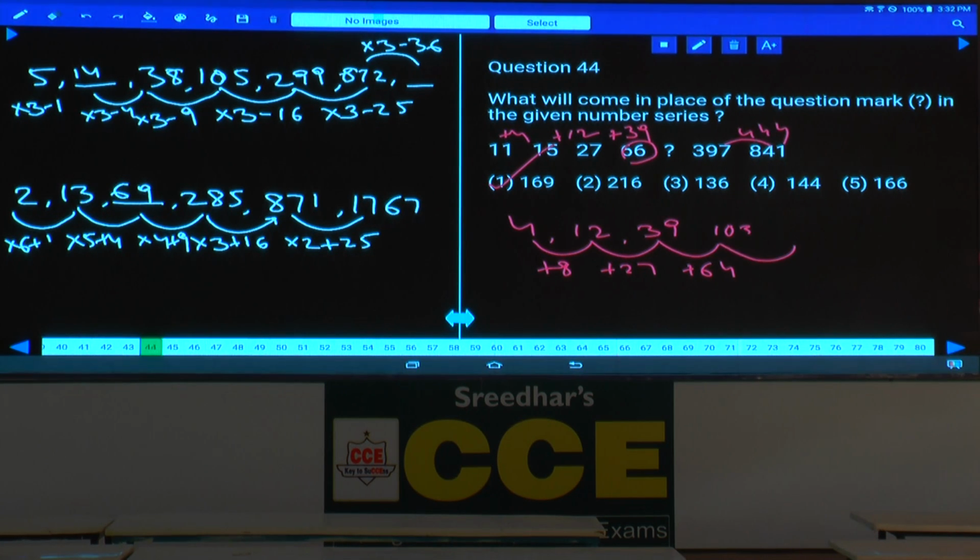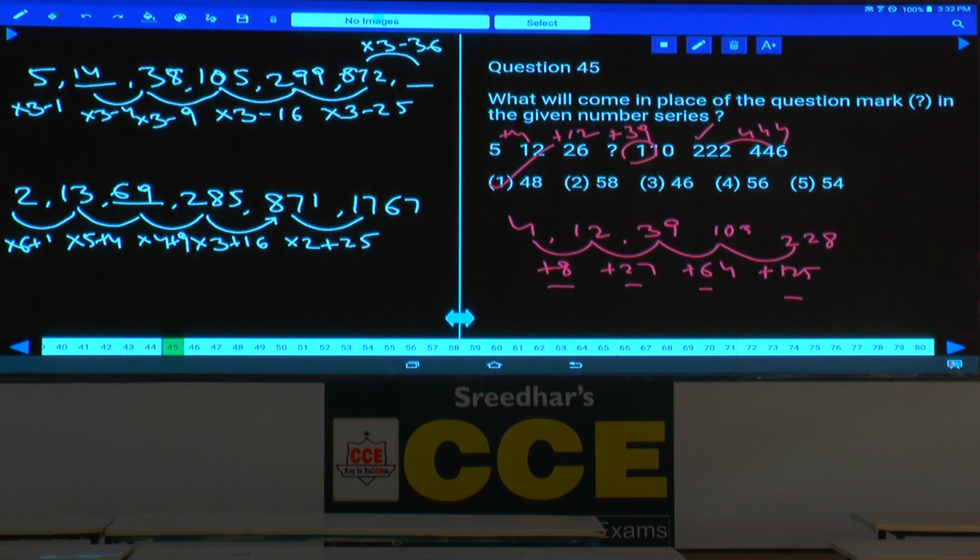Next one after this one 164 plus 103, and next one plus 125 should be added. 103 plus 125 is 228 that should be added. If you add 228 to this 169, you will get 397. Then work out this one at your home once again. The differences of differences are cubes. So what is the missing number here? 169 is the missing number. Then coming to question number 45. Now question number 44 is done.